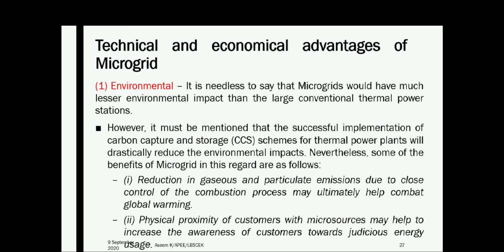Because most of the distributed energy resources depend upon renewable energy resources, and renewable energy resources have much lesser environmental impact compared with the conventional thermal power stations. But you know that nowadays the technology related to conventional power stations is also improving, like carbon capture and storage schemes available for a thermal power plant, which will drastically reduce the environmental impact. So even though the situation is like that, microgrid definitely has its own advantages.